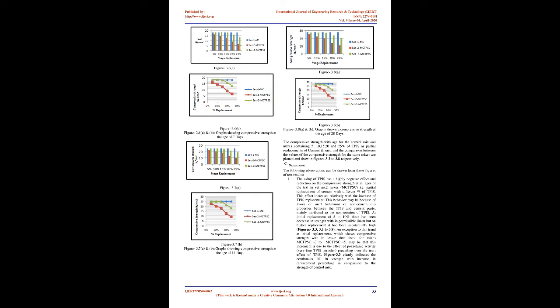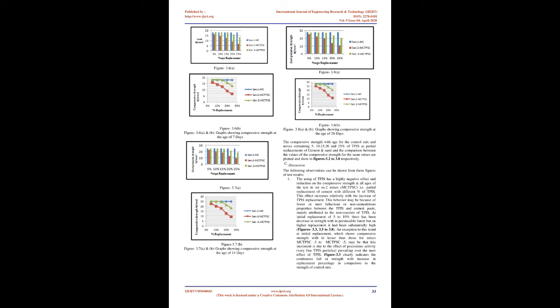See discussion. The following observations can be drawn from these figures of test results. 1. The use of TPIS has a highly negative effect and reduction on the compressive strength at all ages of test in set number 2 mixes, MCTPSC, i.e. partial replacement of cement with different percentages of TPIS. This effect increases relatively with the increase of TPIS replacement.